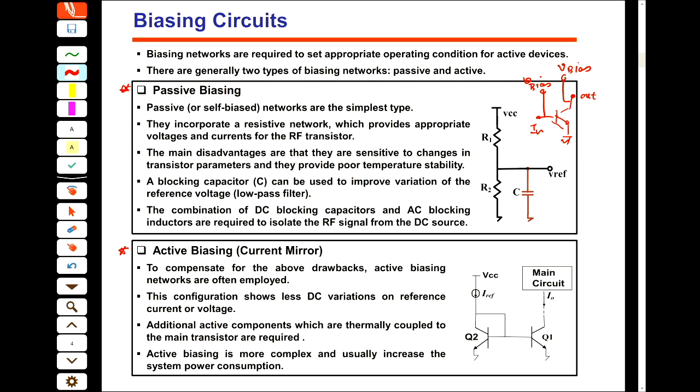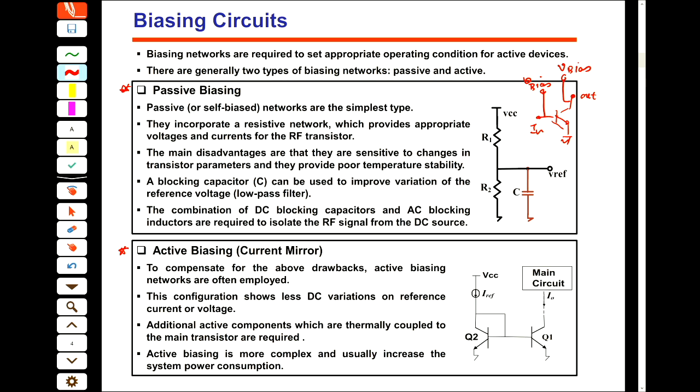You can easily find the voltage at Vref by dividing the voltage divider based on these 2 resistors. And then, for example, if you need 0.7 volt to bias the base of this, you just put this 0.7 and then find the values for R1 and R2. Pick a number for the current and then find R1 and R2. We will see in a few slides later.